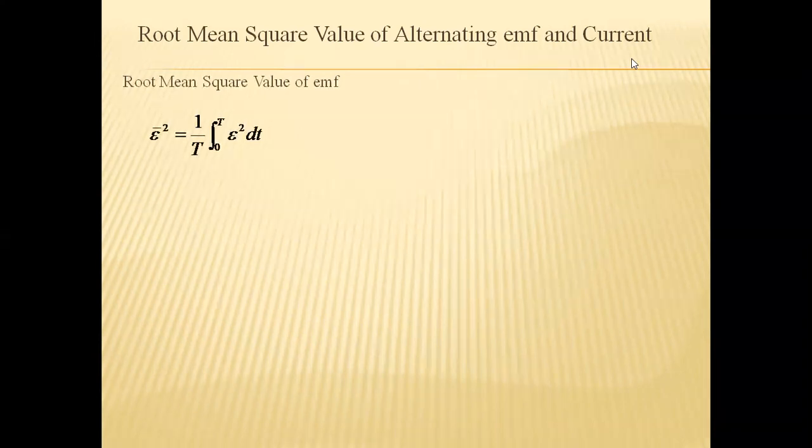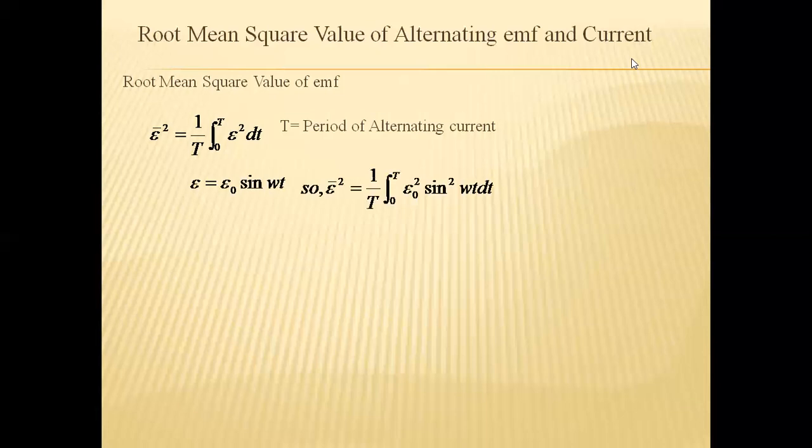E bar square is equal to 1 by T, 0 to T, E square into dt. And here we know that T is the time period, and E is equal to E naught sine of omega t, and we put this into the main equation. E bar square is equal to 1 by T, 0 to T, E naught square sine square omega t into dt.